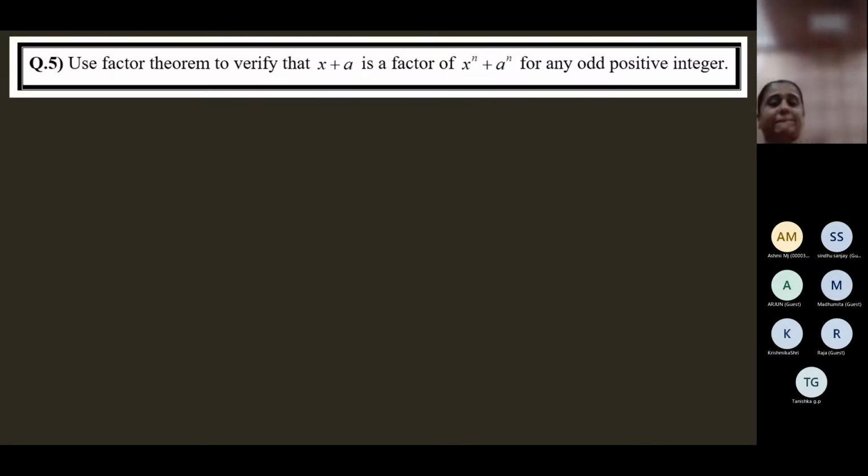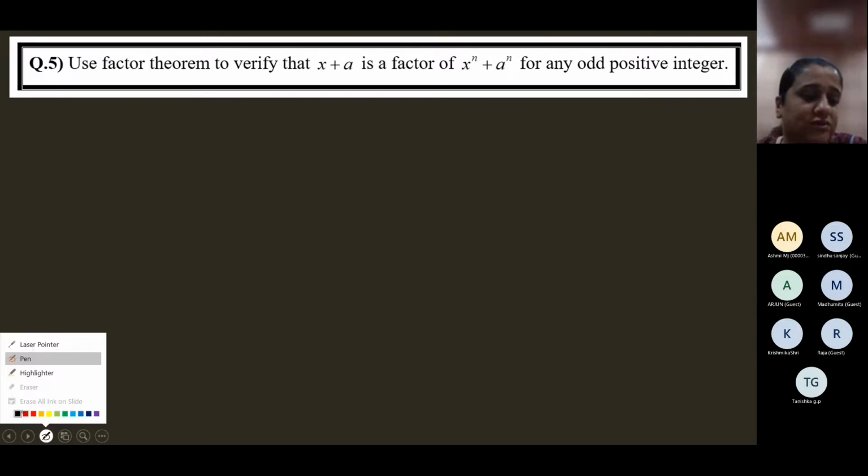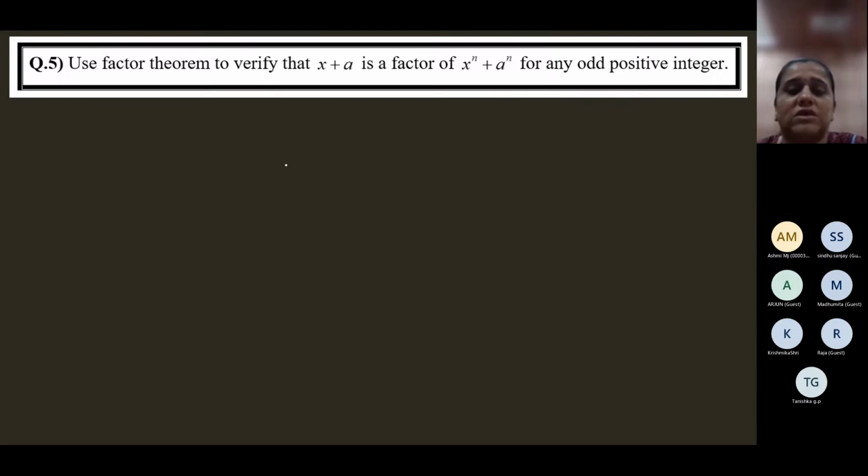Next one. Use factor theorem to verify that x plus a is a factor of x to the power n plus a to the power n for any odd positive integer. All right, so for that, we need to first understand what is given. Now, x to the power n plus a to the power n. Let's take some examples, where n is any positive integer.